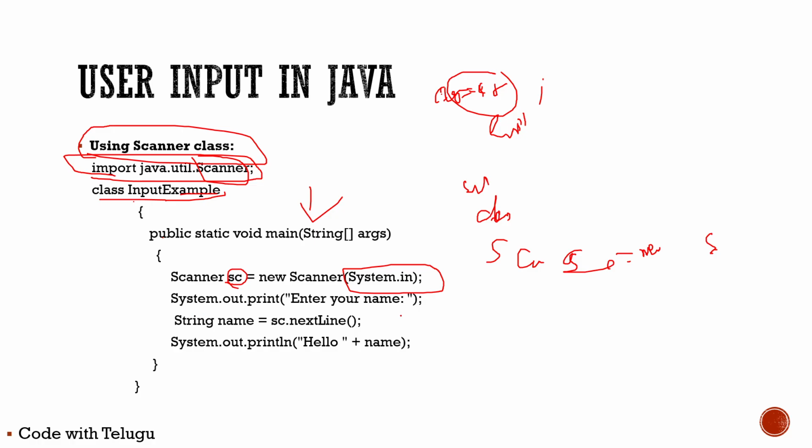So, enter your name. We are asking the user for a name. Enter your age. The user enters some name, I will enter Prasad. That name is a string, so we have to store the value in the string data type only. So String name = object. We are using the object, next line. This method is used to store string values. Next we are printing the message that we want to print.